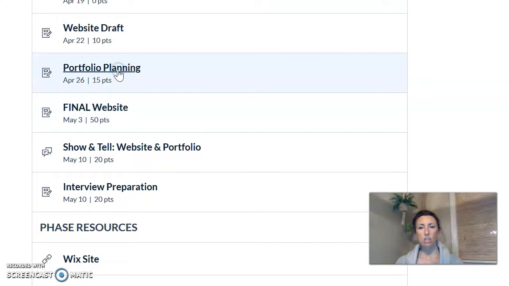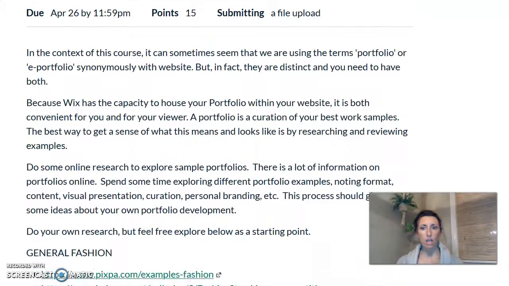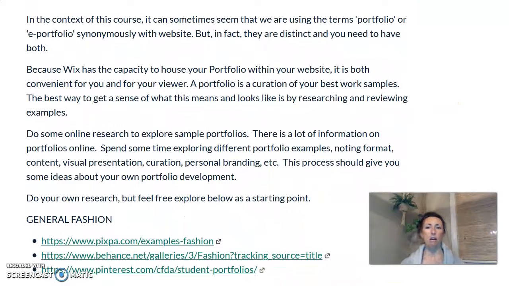So then we will shift gears to think about portfolio, okay? I think in the context of this class and maybe beyond, maybe even as far as across the School of Fashion, sometimes we can use terms like e-portfolio, portfolio synonymously with personal website, and they're actually two distinct things. So the website is your home on the web, right? It's a digital presence that you carve out for yourself, and a portfolio is a curation of samples of your best work. So they're two different things.